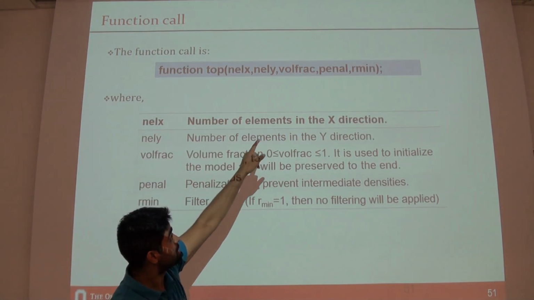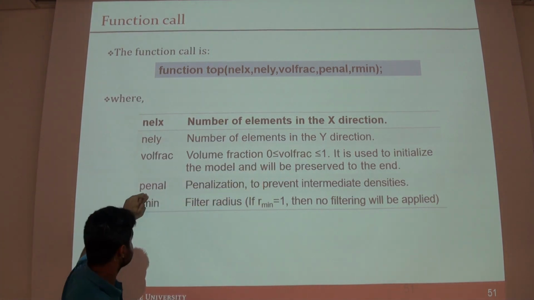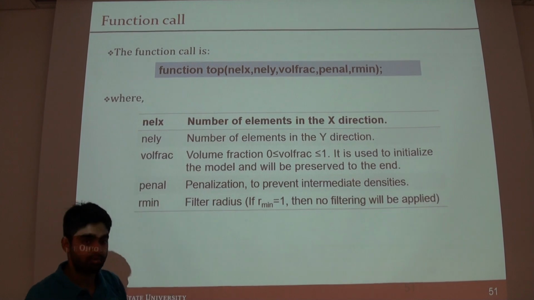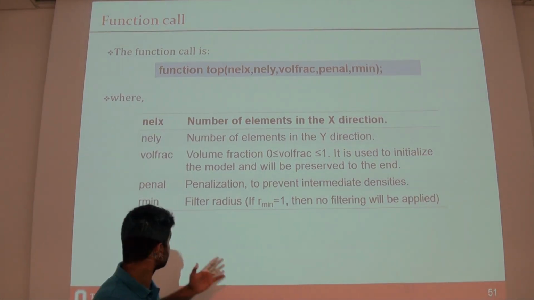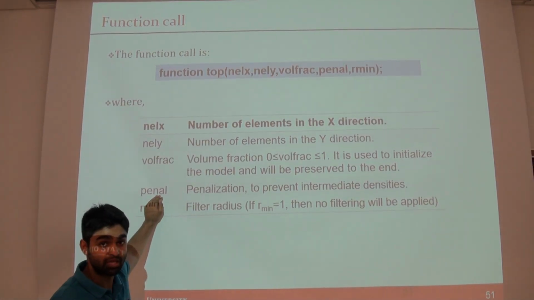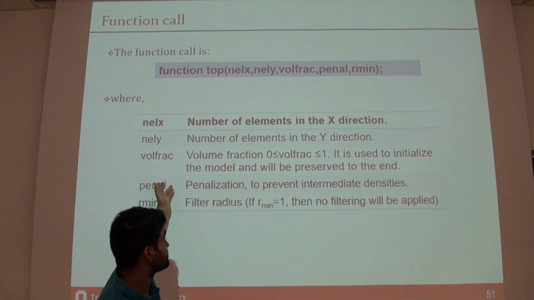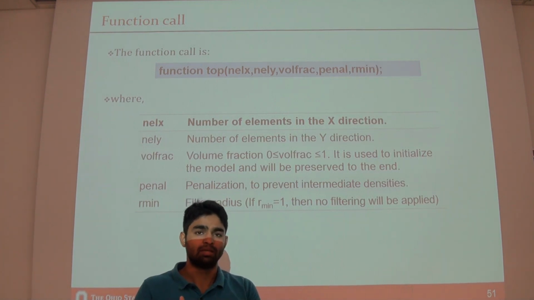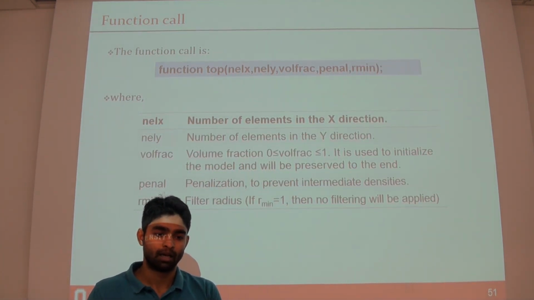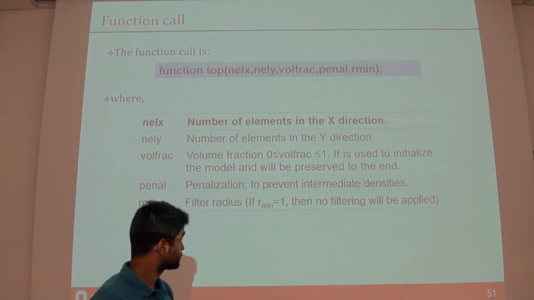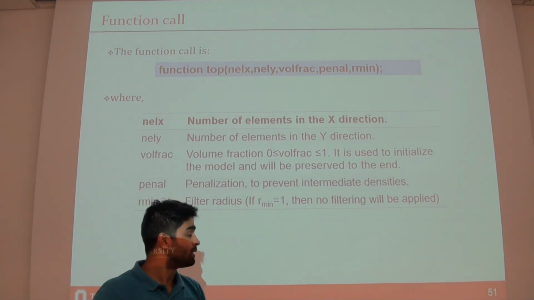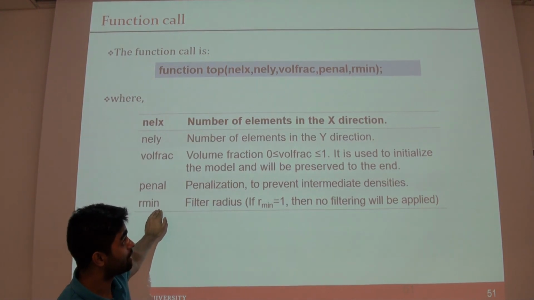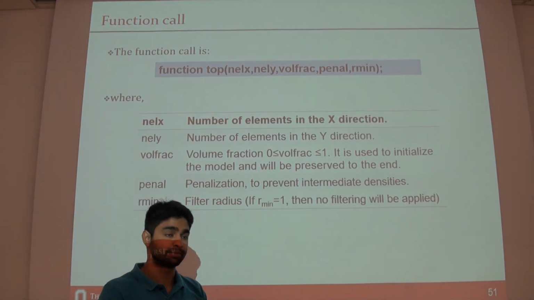The other two parameters are penalty factor or penalization factor. Now this is something Dr. Shen must have covered previously about the theory where this penalization factor comes in, and the reason why we have a penalization factor is to prevent the intermediate densities, which is something we do in the formulation called SIMP, which, by the way, we are using. And the last one is the radius, the minimum radius of the filter.